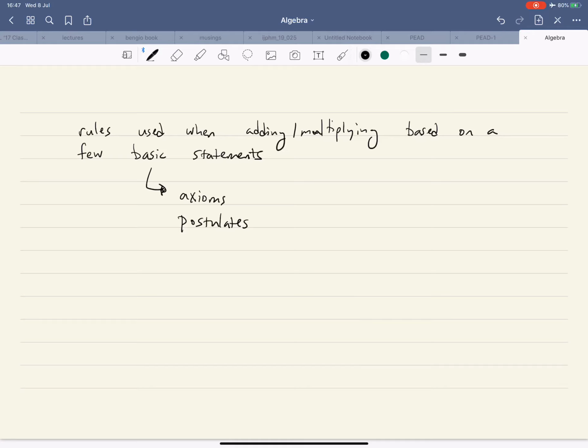I'm now going to go through a handful of axioms. When I was a student, I think my algebra book largely referred to these assumptions as axioms, and then my geometry book largely referred to them as postulates. They mean the same thing though. All right, so the first two axioms that we're going to talk about are the axioms of closure.